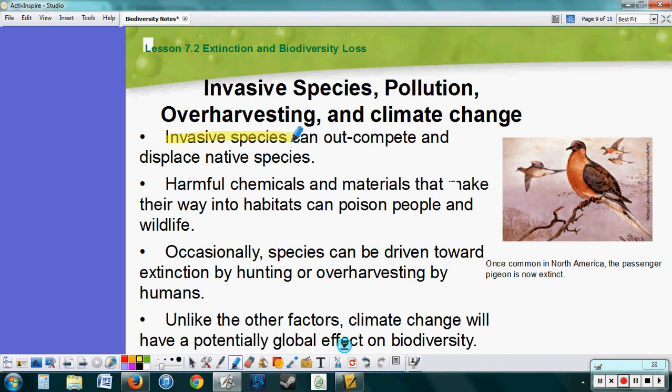We're going to look at the invasive species that are out in our own backyard. When you are looking at overharvesting, I think that's on the next slide. Where is it? Okay, yeah, but extinction by hunting or overharvesting by humans.